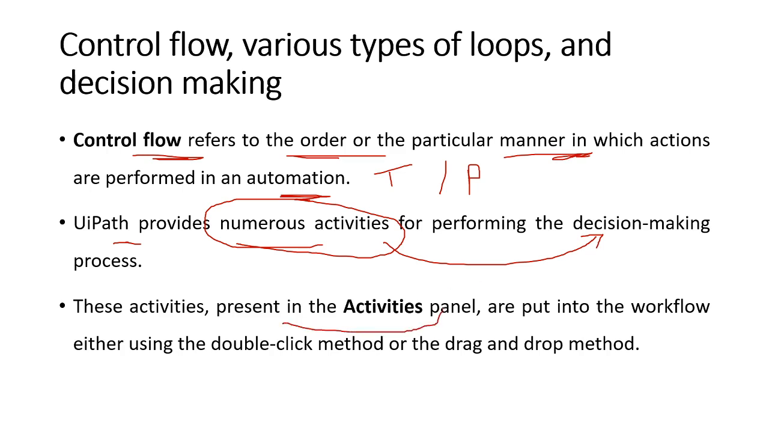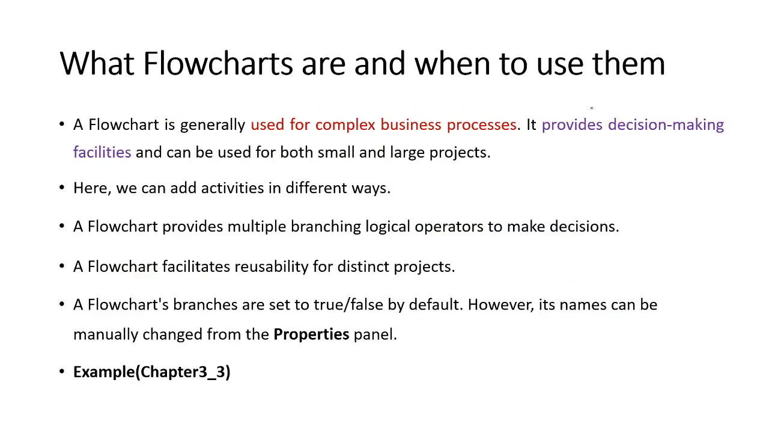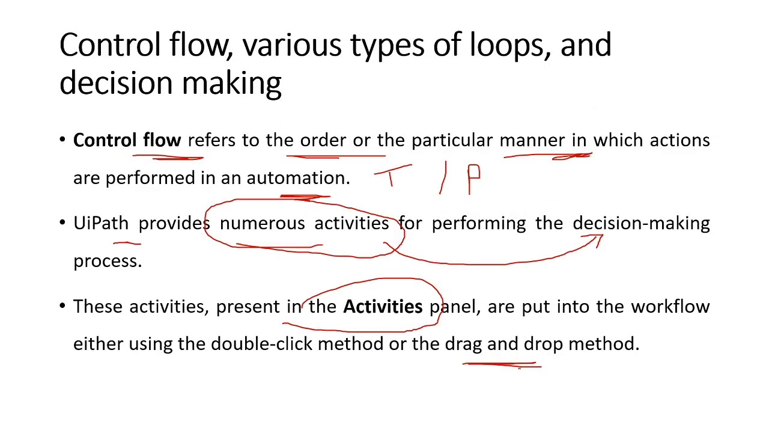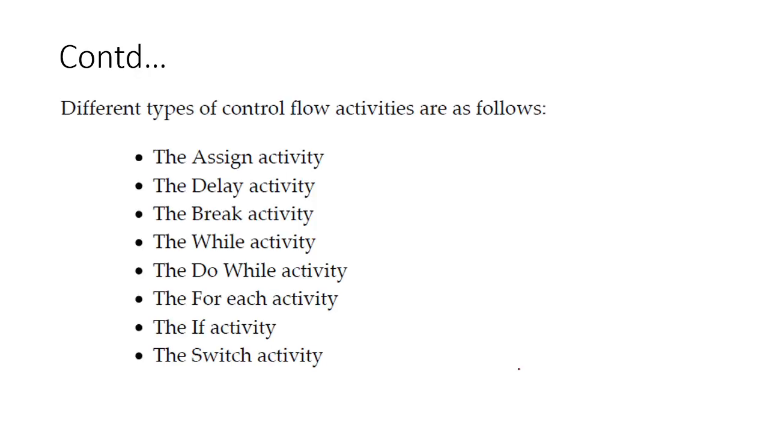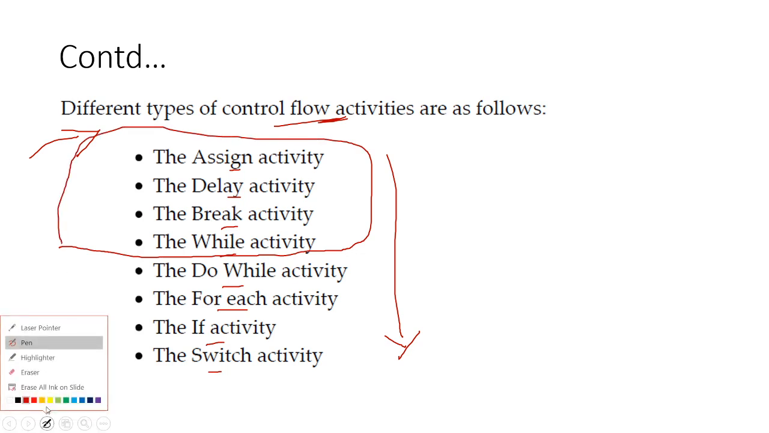And we learned about this activities panel. This is the activities panel, and we can use drag and drop, as I already said. Different types of control flow activities supported by UiPath Studio are these: the assign activity, delay activity, break activity, while activity, do while activity, for each activity, if and switch. I will try to cover these 4 activities in today's class, and in the coming class we shall see about do while, for each, if and switch.